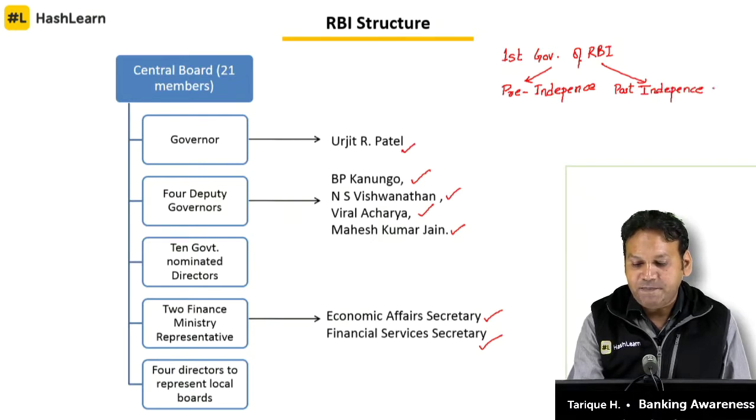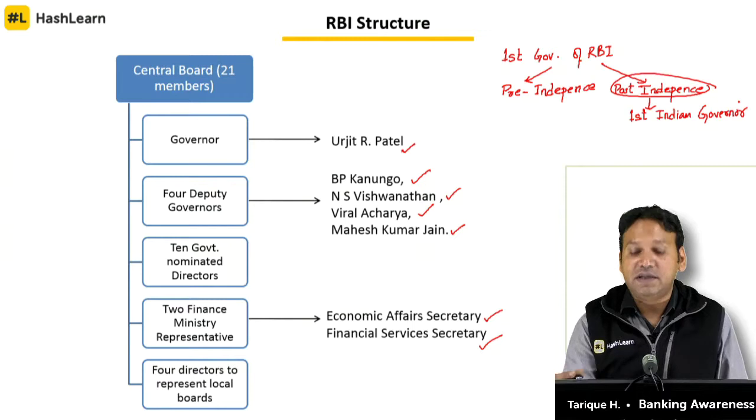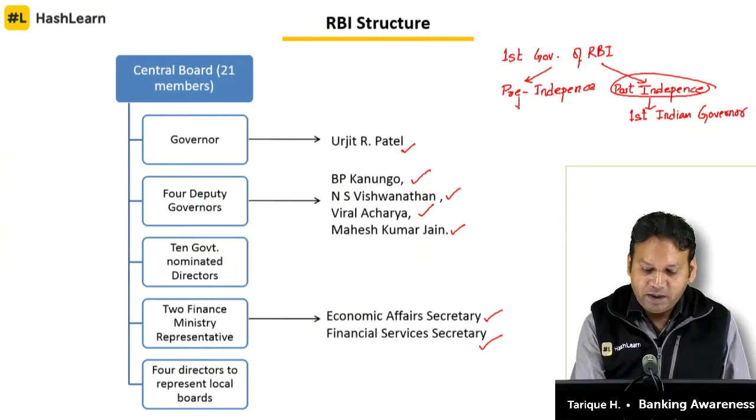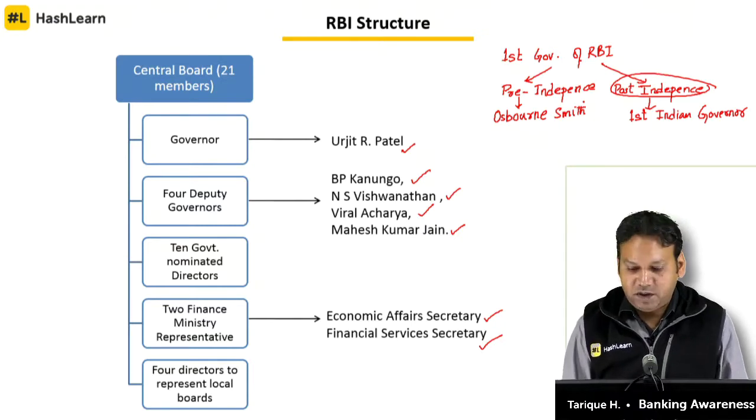In fact, we can even ask for the first Indian governor of RBI. Now, what will be the answer to the question, who is the first governor of RBI? Overall, if the question is asked, the first governor of RBI is Osborne Smith. That means when RBI was formed, he was the governor. In different sources, his name is given as Sir Osborne Smith.